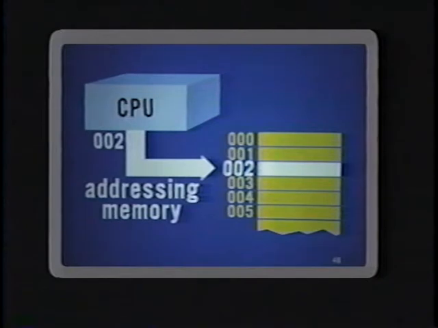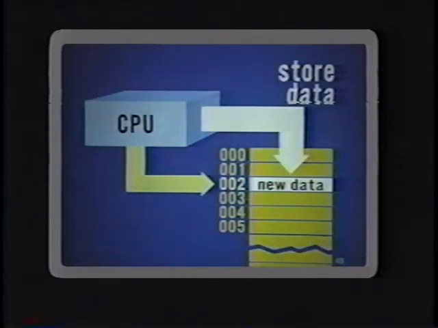To store data in main memory, the central processor specifies the address of the memory location that is to receive the data. This action is referred to as addressing memory. When the new data is stored in the memory location, it replaces the previous contents of the location.